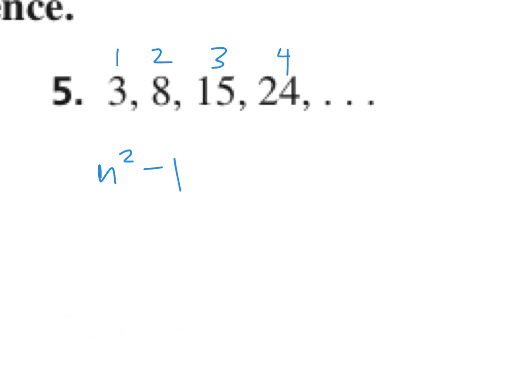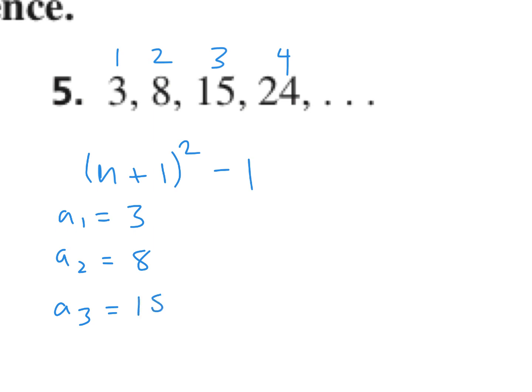What can we do to n to make up for being off one number? Adding. Yeah, let's do n plus 1 squared minus 1. See if this works. So if we plug in a sub 1, we have 1 plus 1 squared, which is 2 squared, so 4, minus 1 would be 3. If we plugged in a sub 2, we get 8. A sub 3, we get 15. And a sub 4, we get 24.